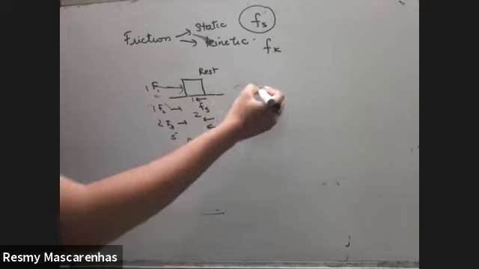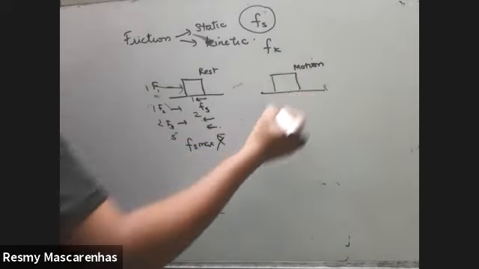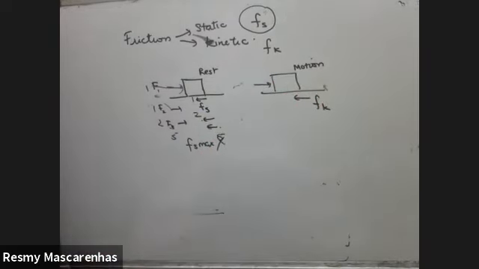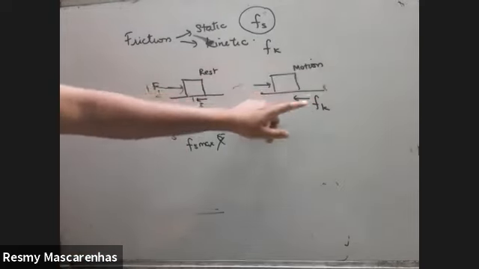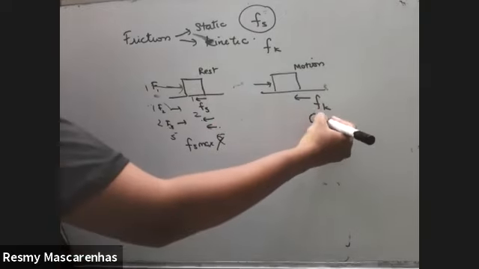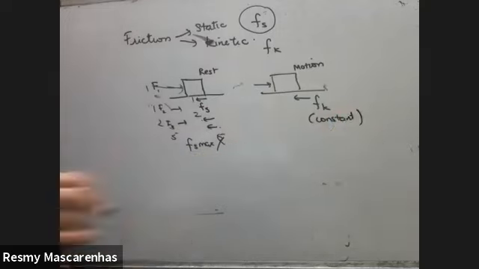What comes into picture is, whenever the body is in motion, f of k starts. At rest, it is static friction. At motion, it is kinetic friction. And this always remains constant. It never increases or decreases. This is constant.